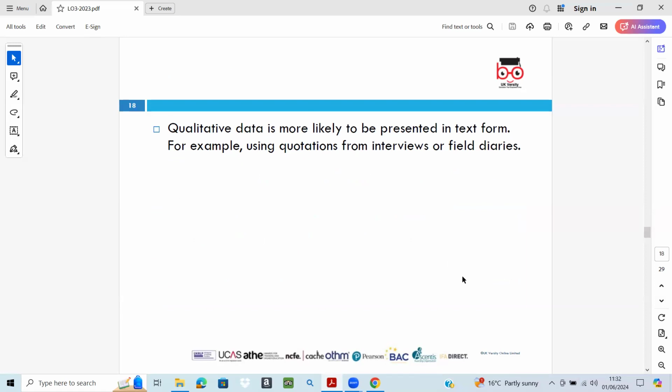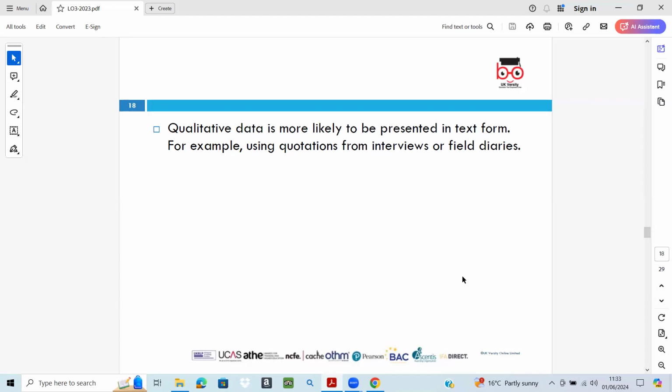Then we have the qualitative data. Qualitative data, which is descriptive and non-numeric in nature, is often best communicated through textual representation. Some effective ways to present qualitative data are the use of quotations. We can use quotations from interviews or field diaries.